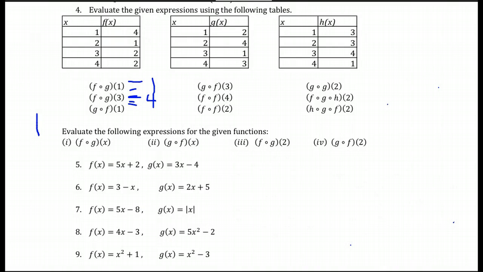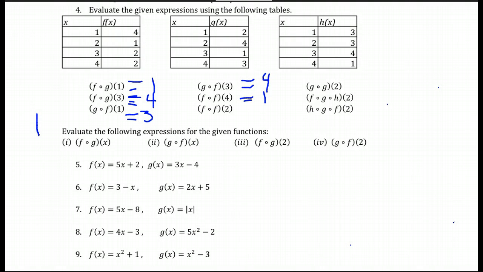Plugging 1 into f, we get the output 4. Plugging the input 4 into g, we get the output 3. For the next one, we want to plug 3 into f first to get the output 2. Take 2, plug that into g, get the output 4. Now if we want to do f composed with itself at 4, we plug in 4 to get 2 initially, plug 2 back into f to get 1. So our output is 1 there.